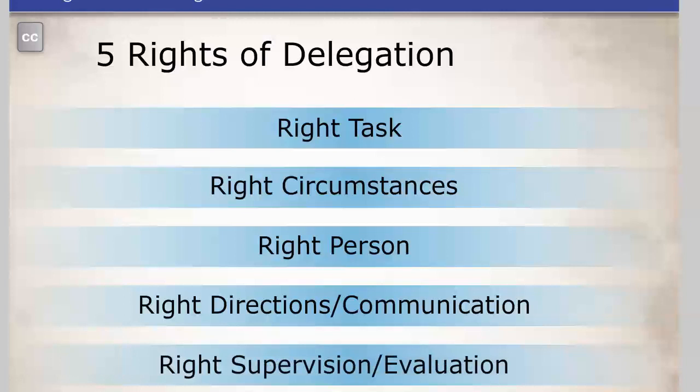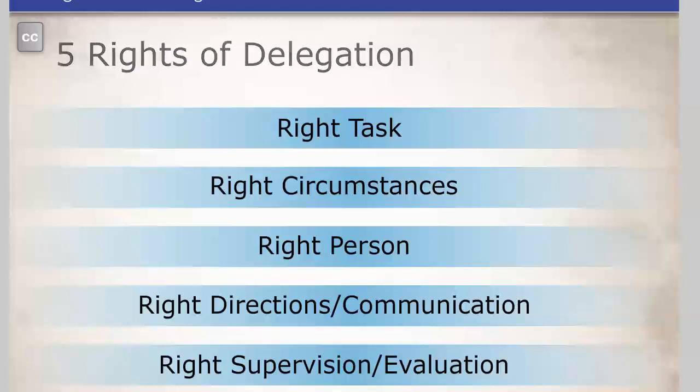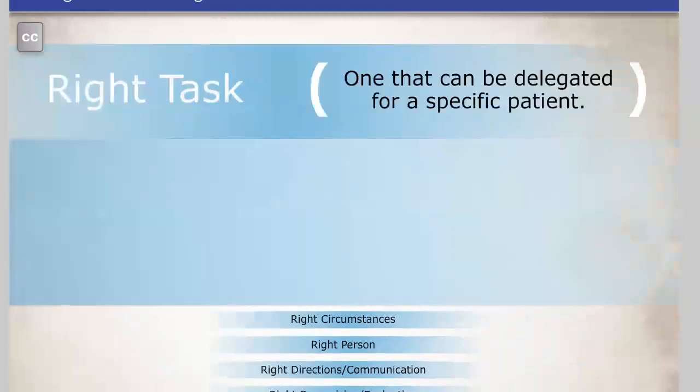Nurses are not directly liable for acts of negligence by UAP. However, if they are directly supervising a delegated act, when the UAP commits a negligent act, they may also be held liable. The first delegation right is the right task.